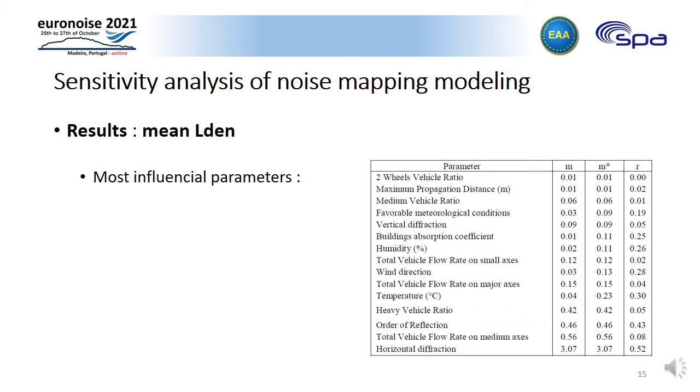In terms of the mean L-den value, the most influential parameter is by far the horizontal diffraction, which leads to a variation of 3 dBA of the mean L-den value in this study. This is because some receivers which are not in direct view of the sound sources are not reached by any propagation path if diffraction is ignored. This concerns a limited number of receivers, but it makes the mean of the absolute effect jump to a high value.